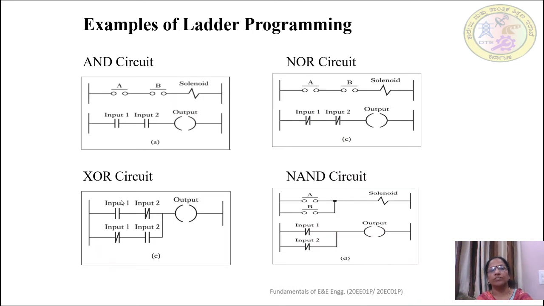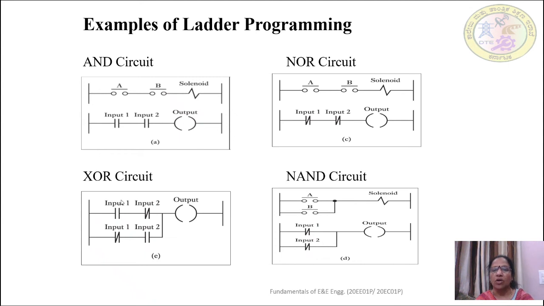Students, here we can see examples of ladder programming. We can see a circuit for AND operation, a circuit for NOR operation, a circuit for XOR operation, and a circuit for NAND operation. For the AND circuit, we can see two inputs A and B, where the output is obtained across the solenoid. Input 1 and input 2 are normally open, so the output will occur when both input 1 and input 2 occur.